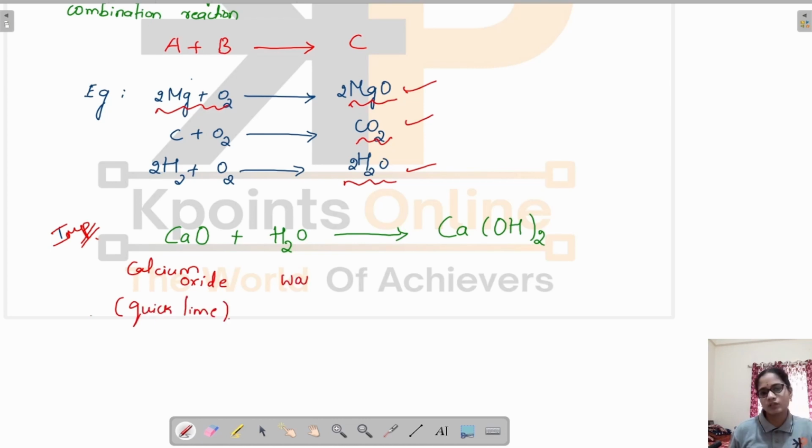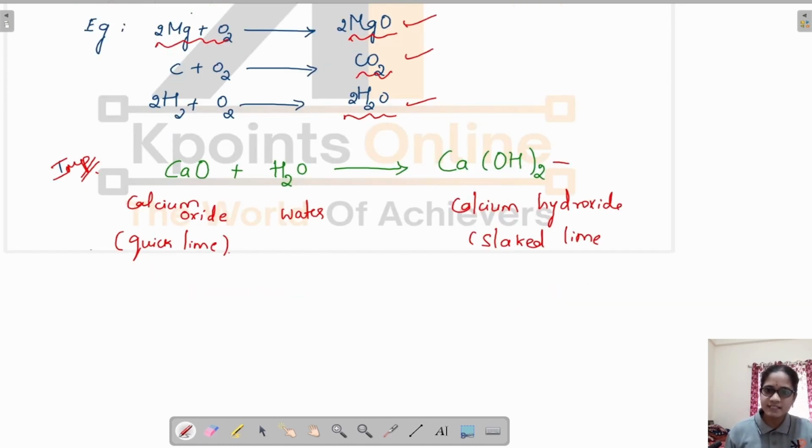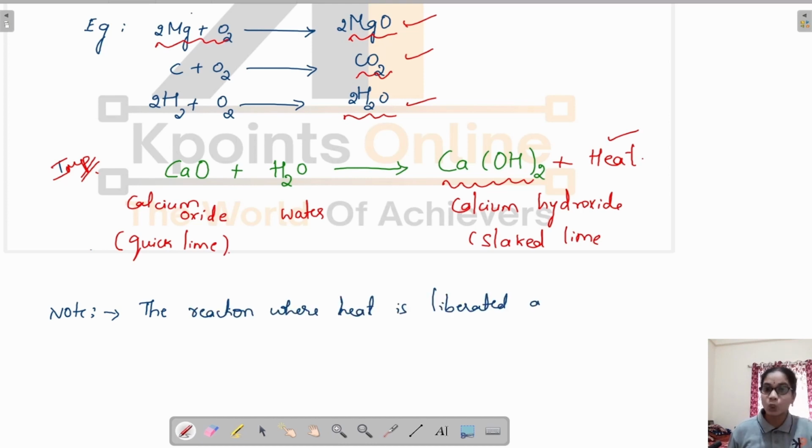It reacts with water to form calcium hydroxide. It is also called slaked lime. And also in this reaction, heat is liberated. Along with the formation of product here, heat is liberated. Such a reaction where heat is liberated along with the formation of products is called an exothermic reaction.